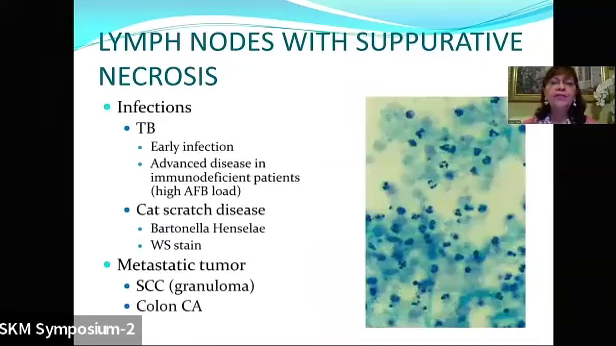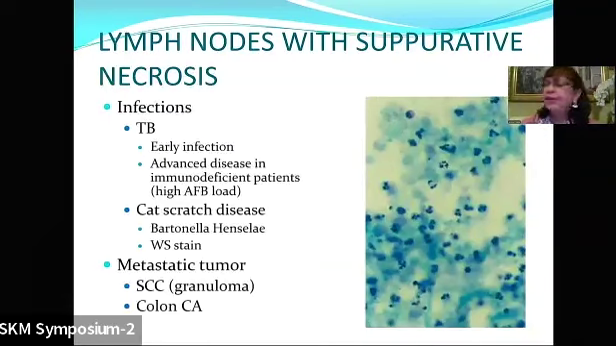And so lymph nodes with suppurative necrosis, we can see that in various infections, bacterial, etc., but also TB early infections or in advanced disease in patients who are immunodeficient because of a high bacterial load. We also see suppurative necrosis in lymph nodes in patients with cat scratch disease due to Bartonella henselae infection. And in those cases, you can do a Warthin-Starry stain to highlight the organisms.